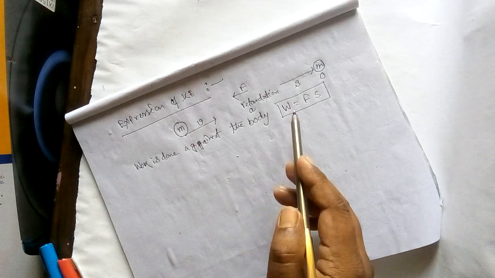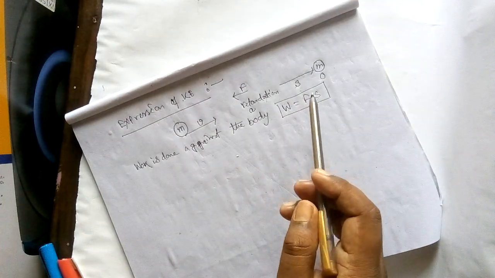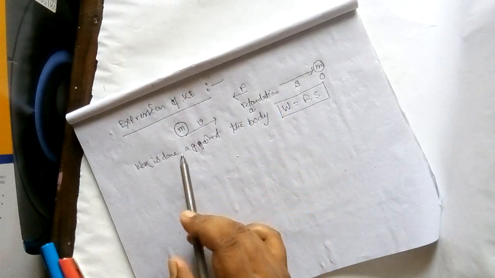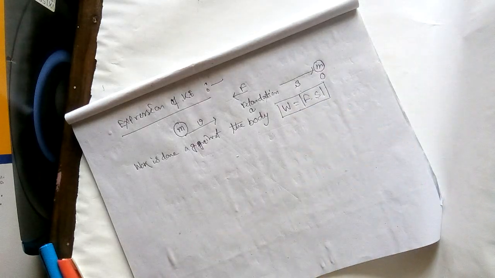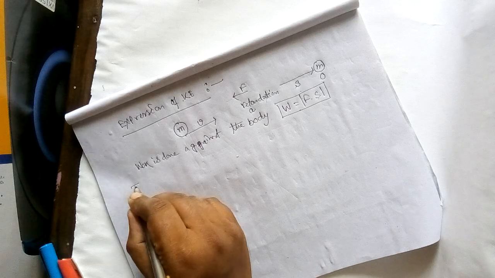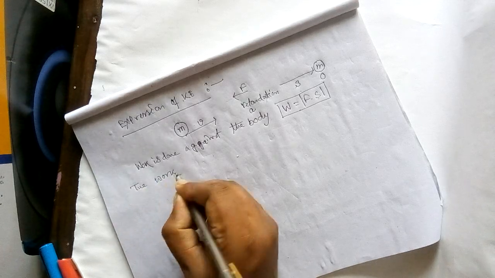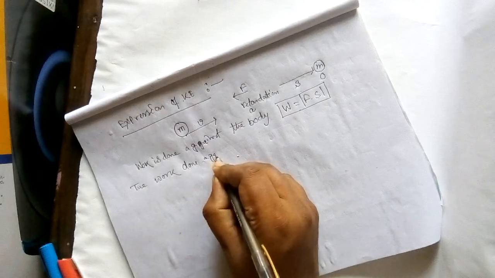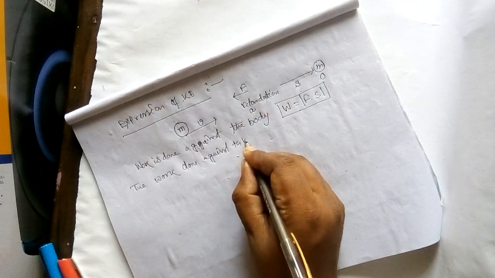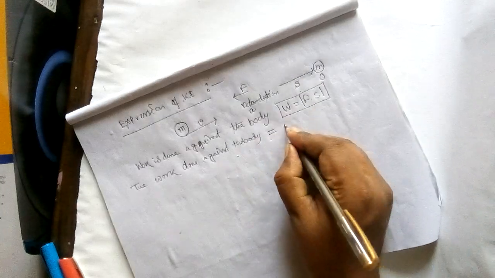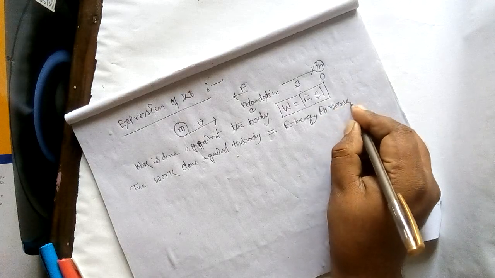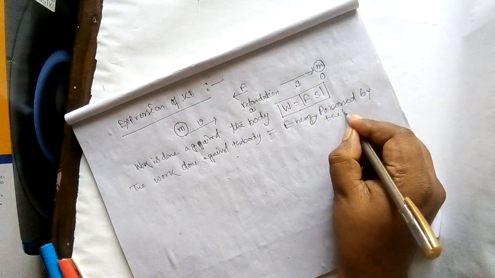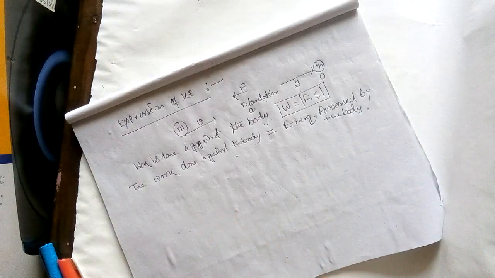Here you can ask why we have not taken the minus sign, because the displacement and force are exactly opposite to each other. We have not taken the minus sign because we just want the magnitude. So we can say the work done against the body should be equal to the energy possessed by the body. Simple thing.